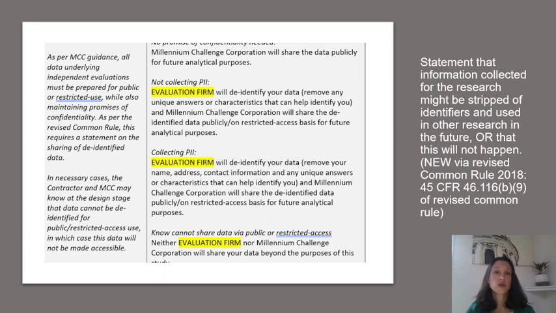The second point, and this is new under the revised Common Rule, we need a statement that information collected for the research might be stripped of identifiers and used in other research in the future, or that this will not happen, that you will not be stripping identifiers and sharing the data. So this is new under the revised Common Rule, where you have to be explicit about how you are going to share de-identified data. And obviously this is important for our efforts towards transparency, and certainly new for at least US requirements in the informed consent process.